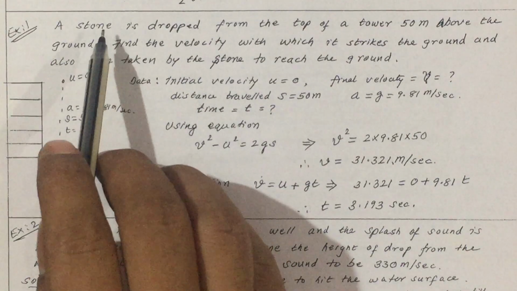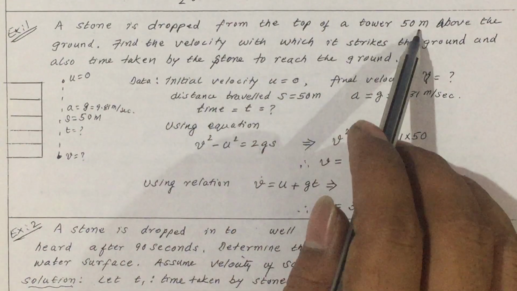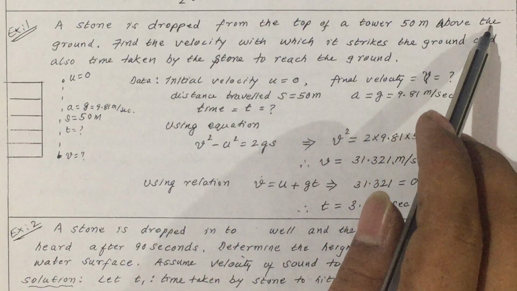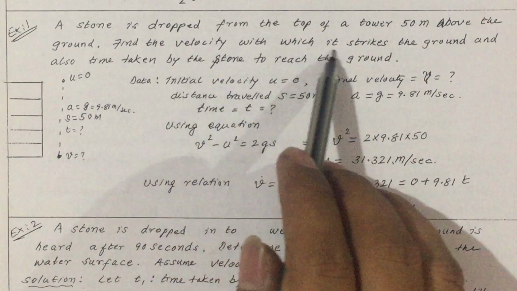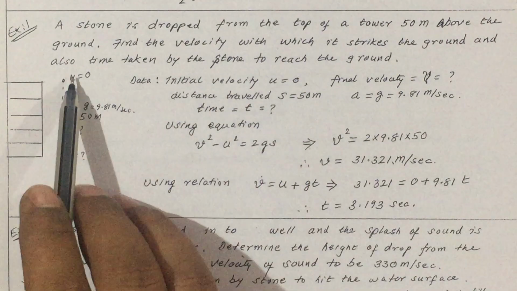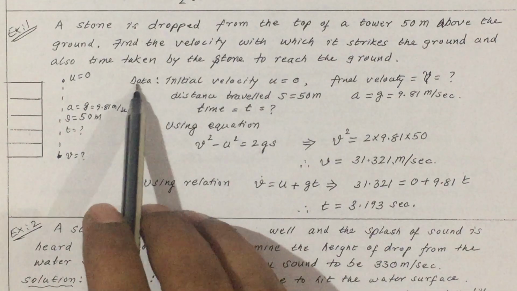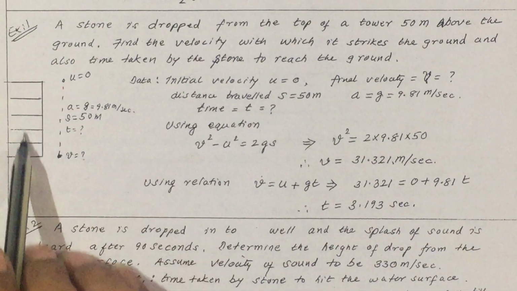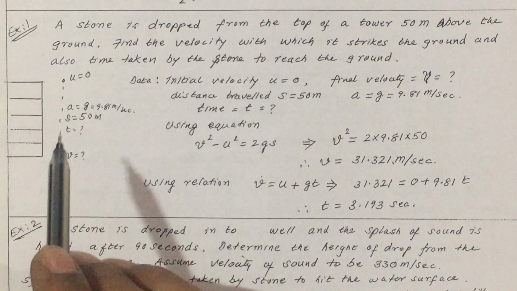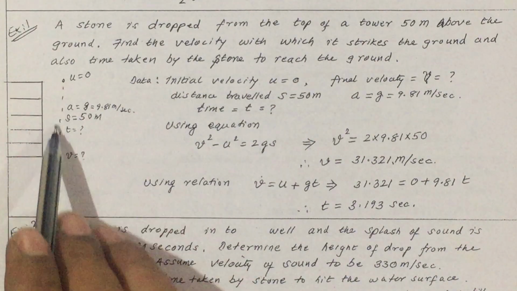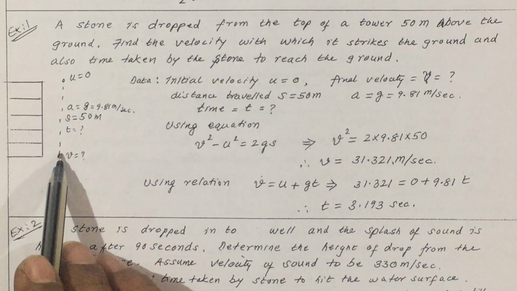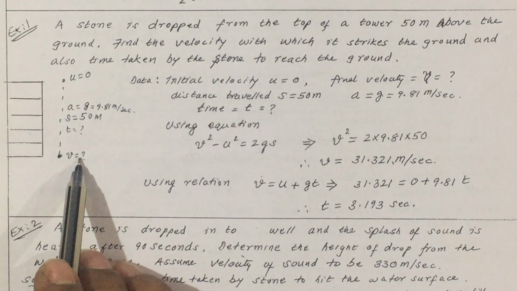Example 1, a stone is dropped from the top of the tower 50 meter above the ground. Find the velocity with which it strikes the ground and also the time taken by the stone to reach the ground. Nothing but here it is a building. Initial velocity is 0. We are dropping a particle. We need to find out what will be the final velocity.